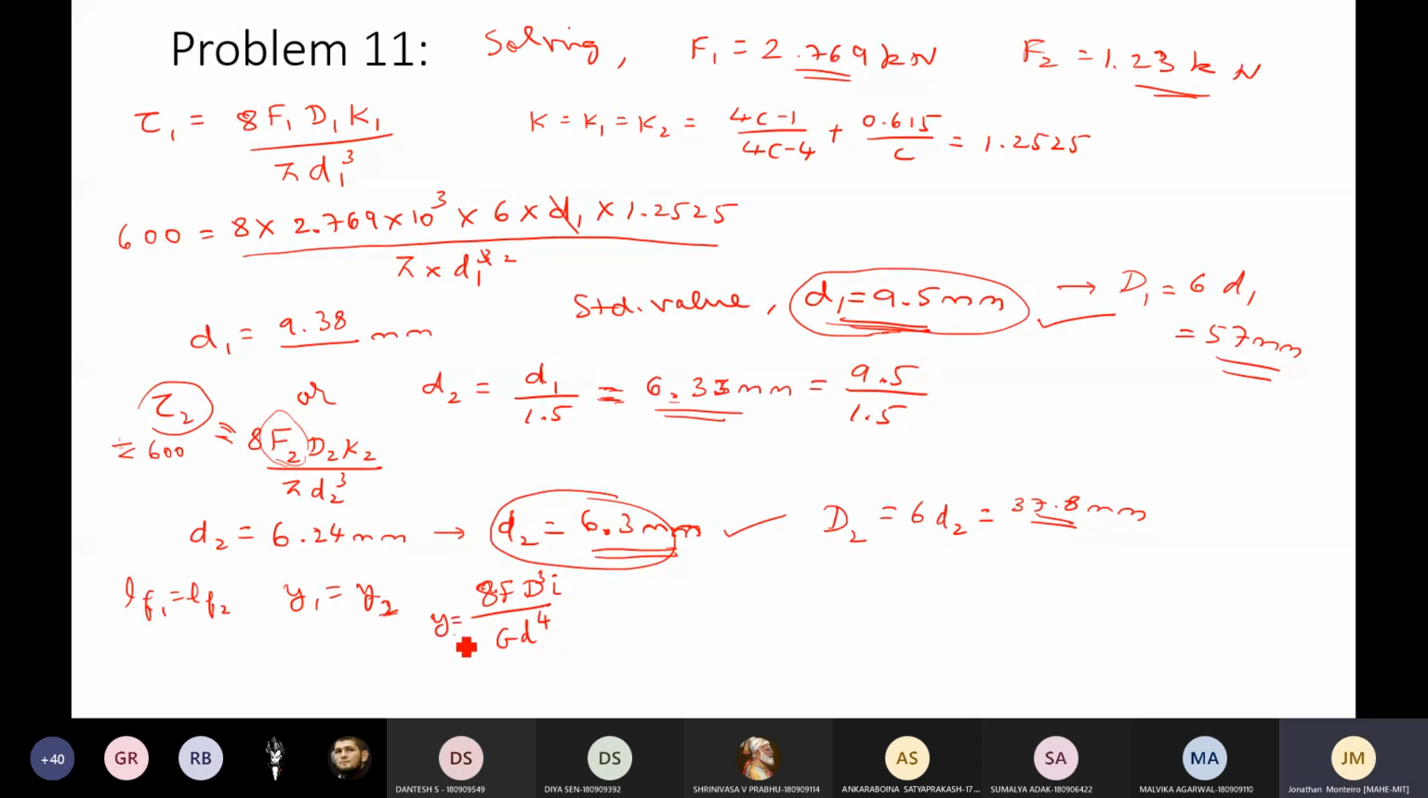What you have to do is, once you put for y1 with I1 with respective subscripts, y1 is 8F1 D1 cube I1 by G D1 to the power 4, and y2 similarly is 8F2 D2 cube I2 by G D to the power 4, or you can use the same value of C is equal to 6.